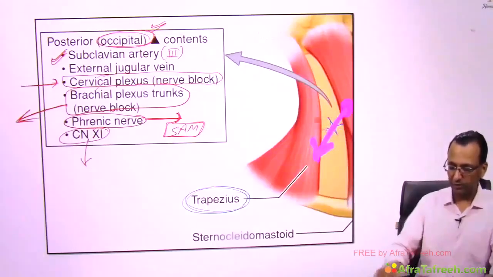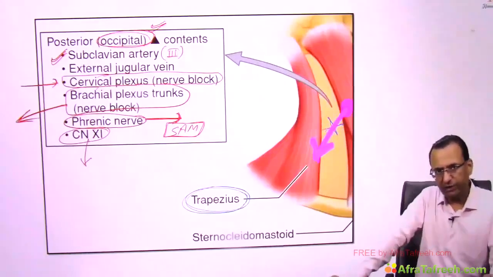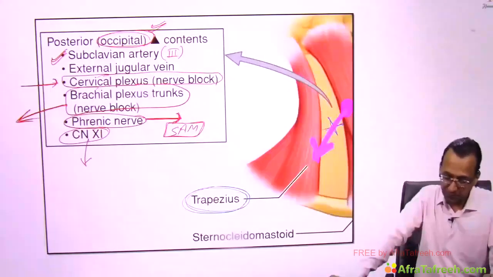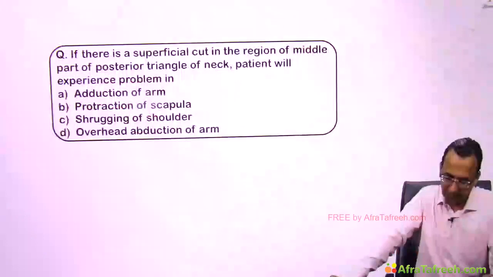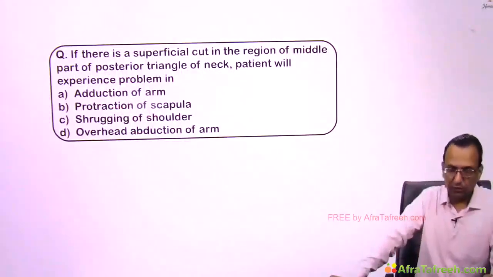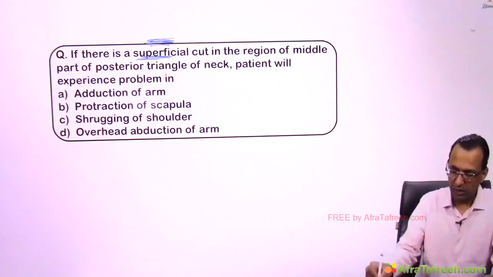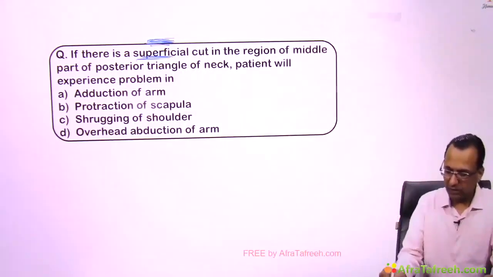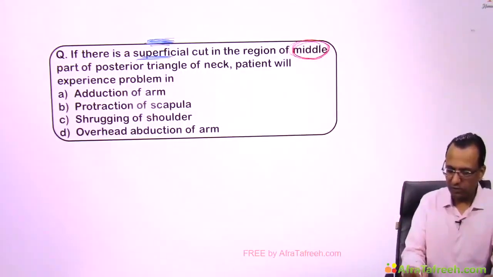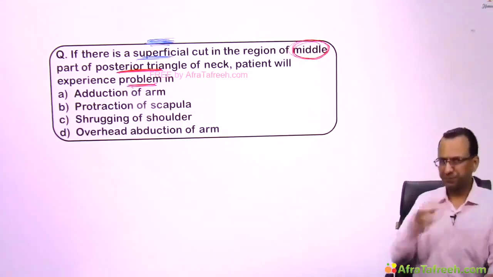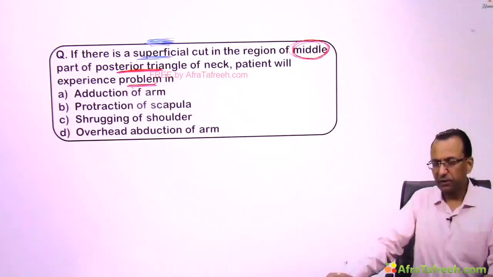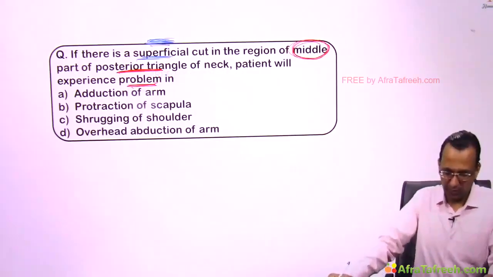Let us see the question. Yes, we want to see the question. This is the question. What is it asking? There is a superficial cut. The nerve runs very superficially. Where have you cut? In the middle. This is an iatrogenic injury of the posterior triangle. Now tell me what is the problem. Actually, this question has a double answer. If the question has a double answer, then which one is mine? You tell me which one is yours.